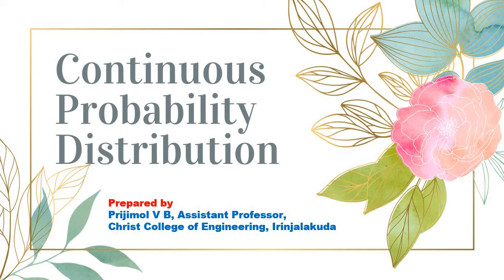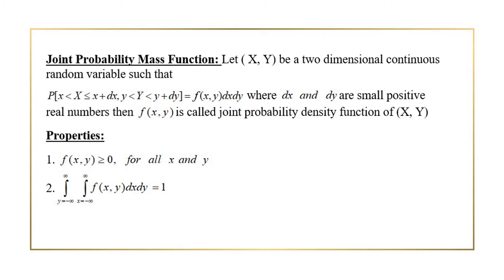Hi all, in this video I will be discussing the joint probability density function of continuous random variables. Let x and y be two-dimensional continuous random variables, then the function f of xy that satisfies these two properties is called the probability density function. The first property states that the function must be positive for all x and y. The second property states that the overall integration of the joint PDF with respect to x and y must be 1.